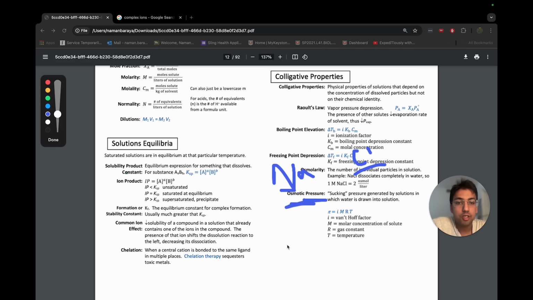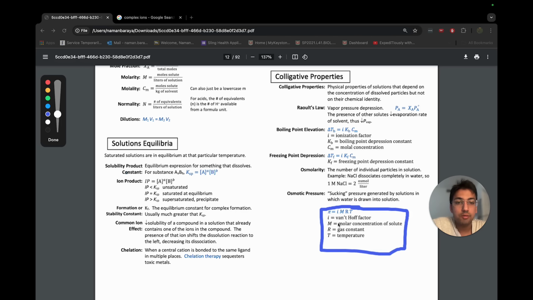Okay, now we have osmotic pressure, and this is the sucking pressure that's generated by solutions in which water is drawn into the solution. And this is not a super high yield thing for you to memorize, but it is important for you to know the relationship. So this is osmotic pressure, this is the molarity, and then this is the temperature, and this is the gas constant, and this is just a constant, the Van 't Hoff factor. So that's the osmotic pressure, the sucking pressure generated by solutions in which water is drawn into the solution. Something we learned in med school is osmotic diarrhea, which is watery diarrhea caused by this osmotic pressure.